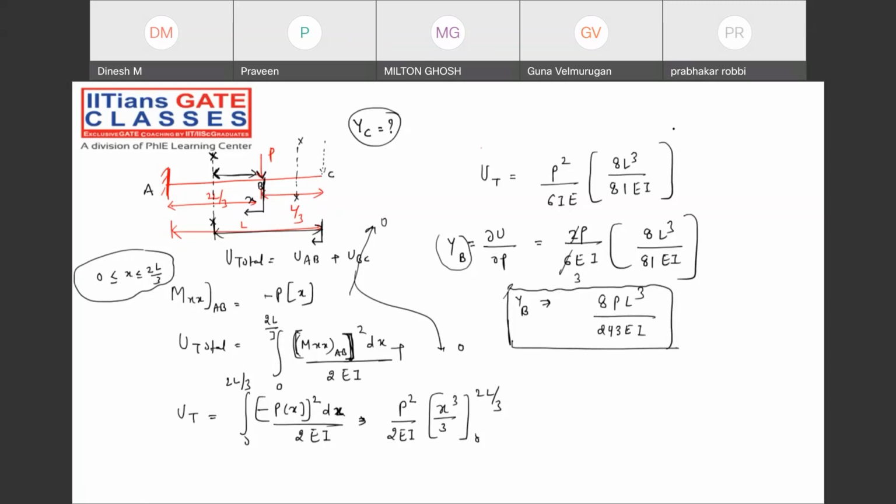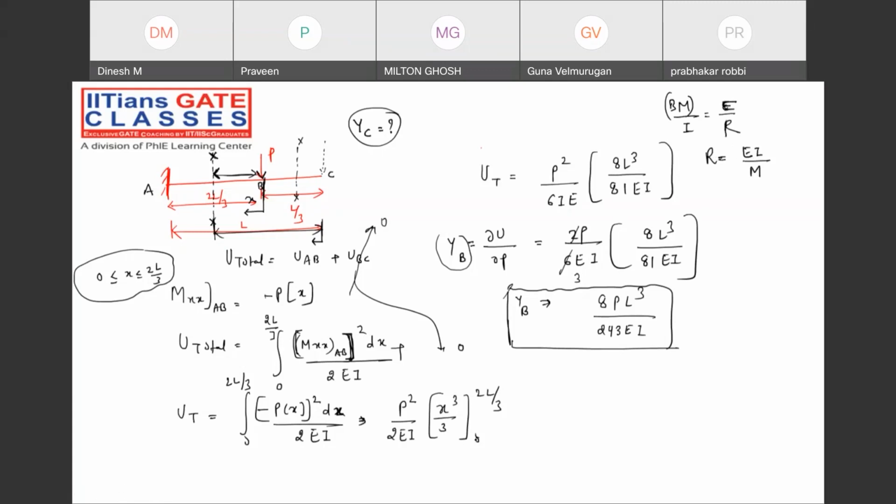My dear friend, you know that M by I equals sigma by y equals E by R. This is the bending equation we have. Now, try to understand. The radius of curvature will be EI by M. Can we write like this?